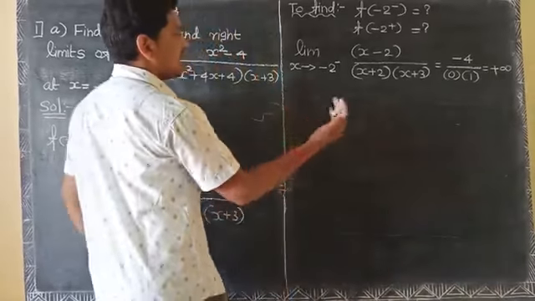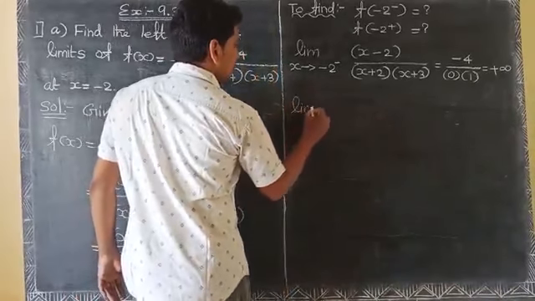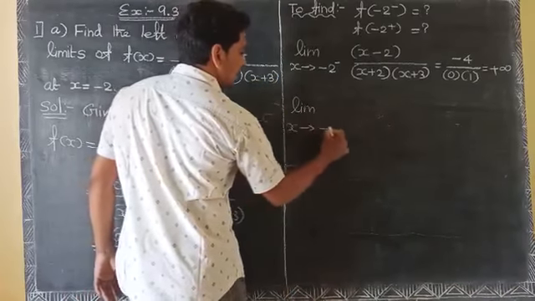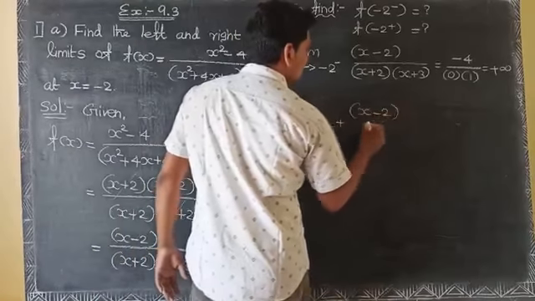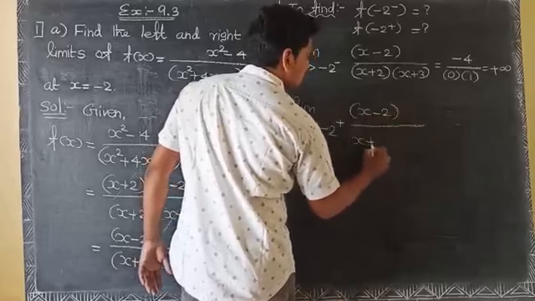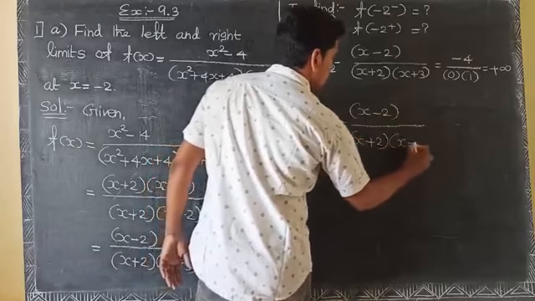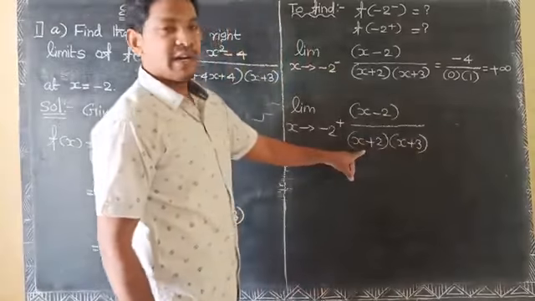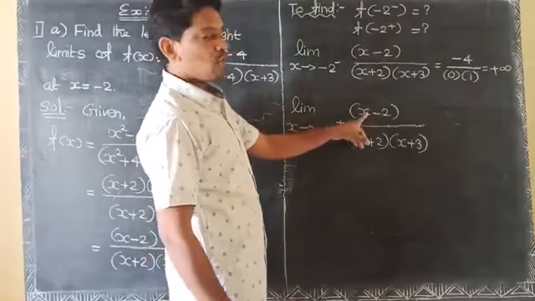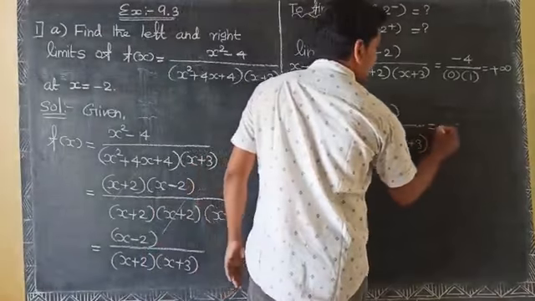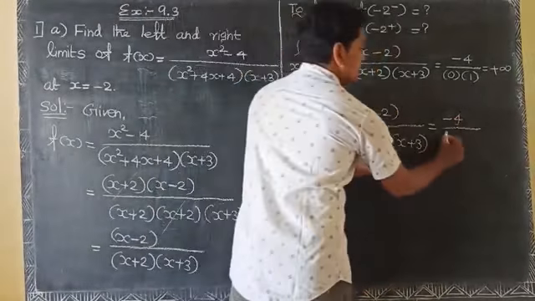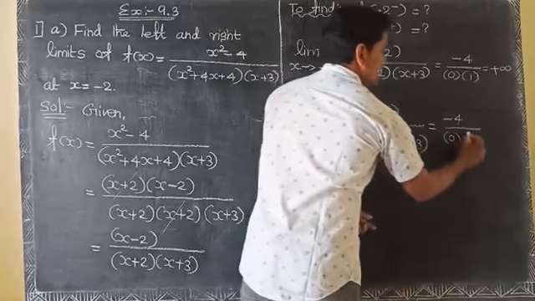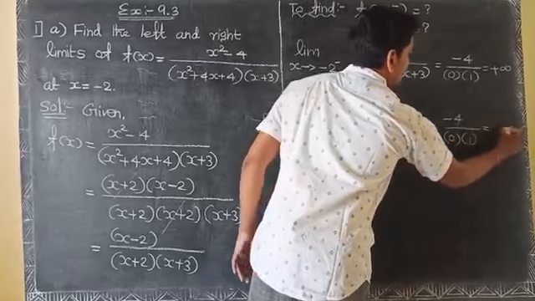To find the right limit, that is the limit as x approaches minus 2 plus of the function (x minus 2) divided by (x plus 2) into (x plus 3). Here replace x equal to minus 2 in the function. The numerator has minus 2 minus 2, which is minus 4, then the denominator has minus 2 plus 2 which is 0, and minus 2 plus 3 which is 1, which gives infinity.